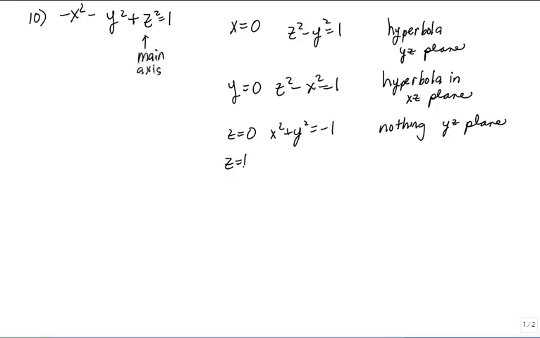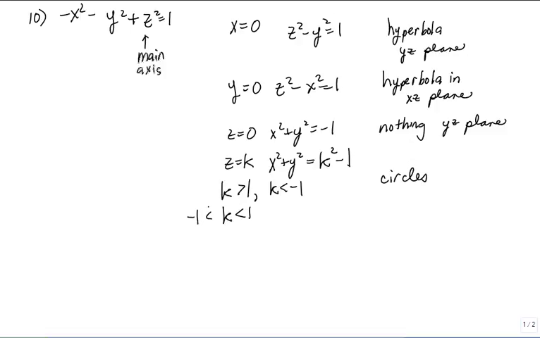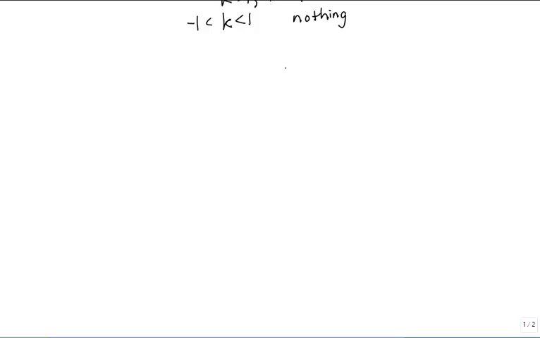If z equals a constant k, let's investigate this a little further. I get x squared plus y squared equals k squared minus 1. So if k is bigger than 1 or less than -1, then I get circles. If k is between 1 and -1, I get nothing, because that's going to give me positive terms equal to a negative term. So I have circles and hyperbolas.